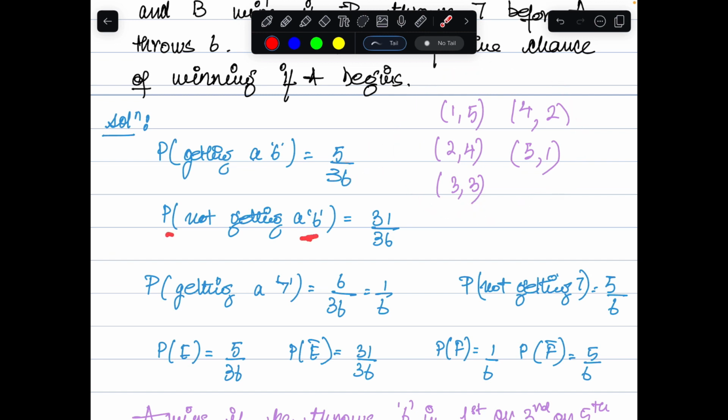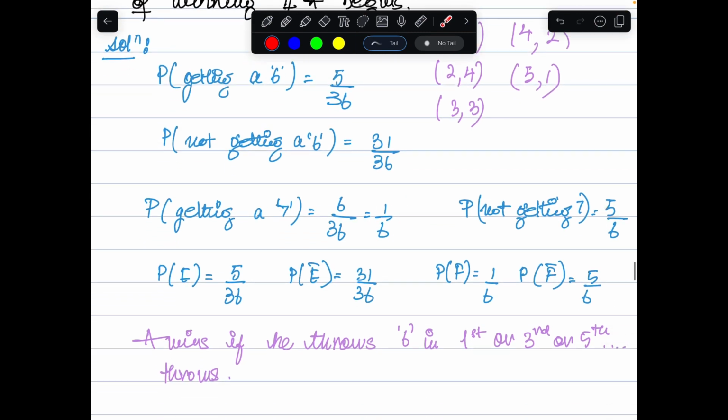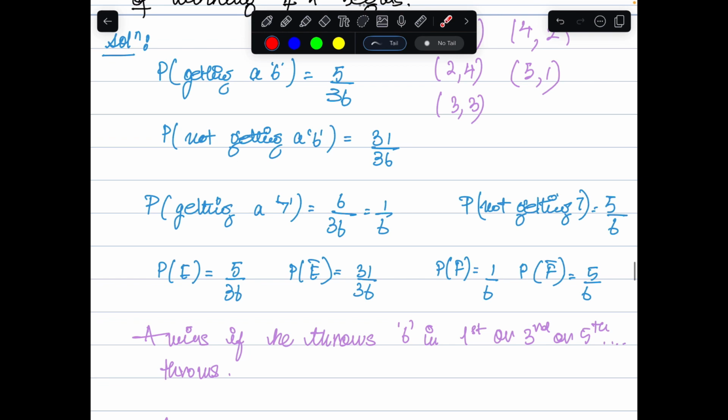And not getting 6 is what? 31 by 36. That means A not winning, not getting 6. Getting 7, you have 6 chances. You can try some similar way. Not getting 7 is, they both are complementary, so you will just get it by subtracting this 1 by 6 from 1. So you will get 5 by 6. I am just writing everything in terms of symbols. So let us say this is E, so this is E bar. This is F, so this is F bar.